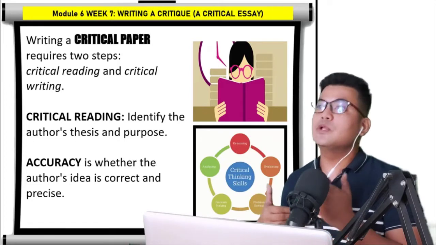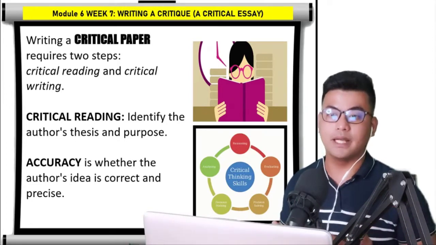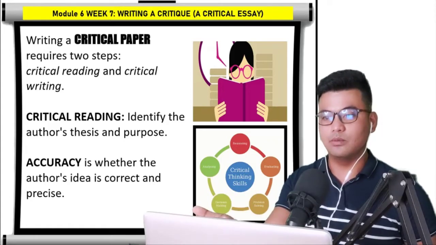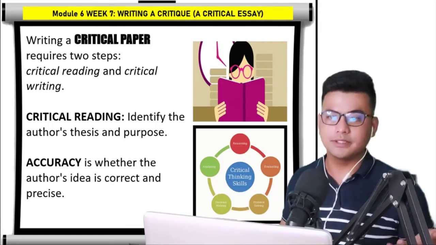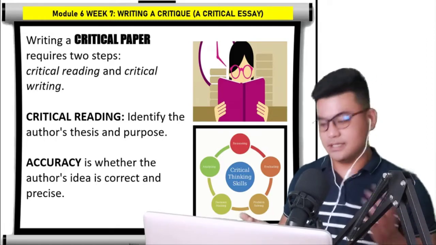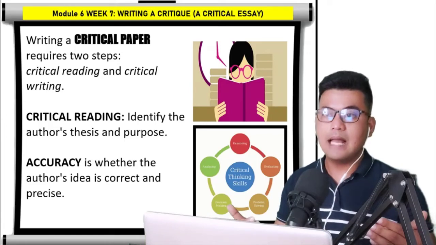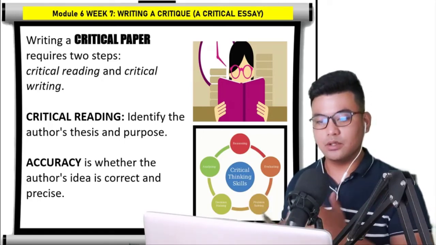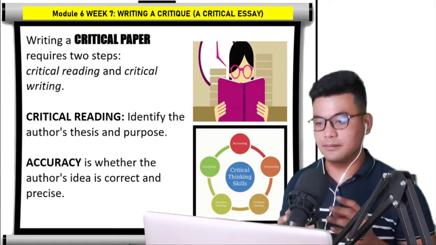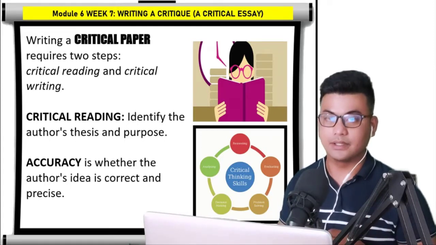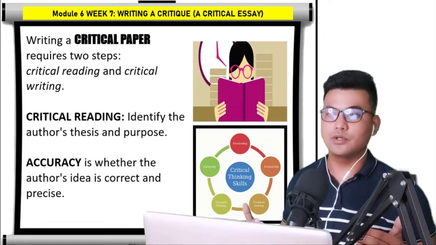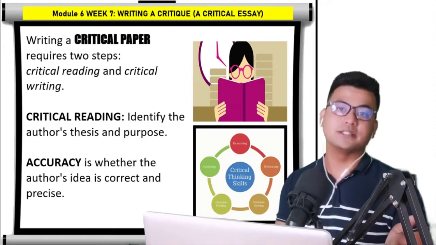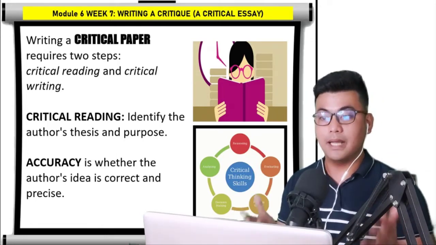So critical reading means reading with analysis, understanding, and comprehension, because there are readings that people just read through. When you ask them what they understood about what they read, nothing comes to mind, because it's not critical reading, it's just reading, or probably skimming. They read so fast. We need this preliminary skill, critical reading, so that we can come up with critical writing. Accuracy is whether the author's idea is correct and precise. You can only identify that when you have done critical reading. So you start with reading before you do the critique. You do not critique without knowing the other's idea, position, belief, or thesis, so you have to understand that by reading it critically.